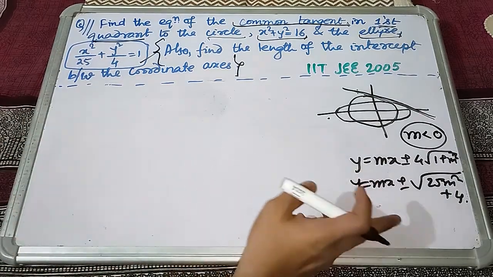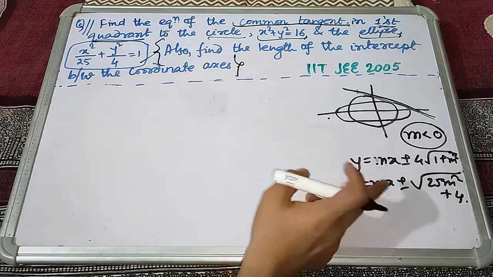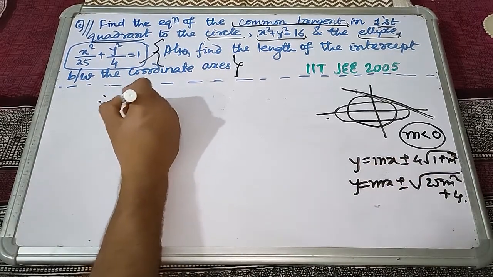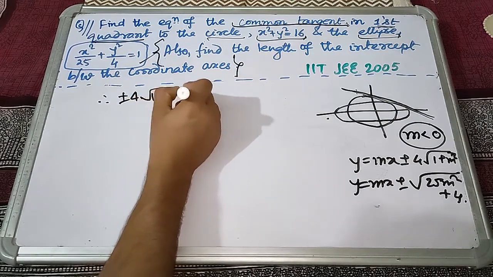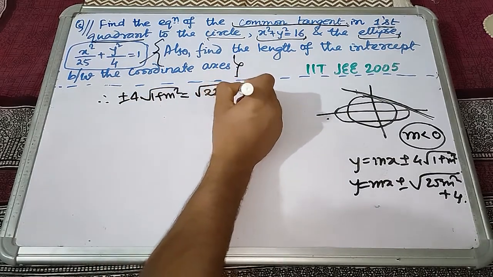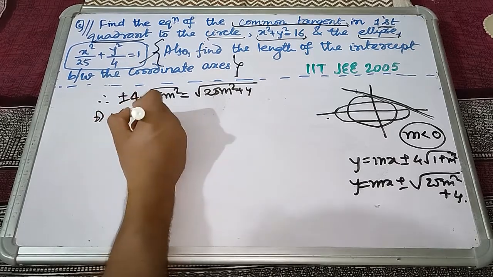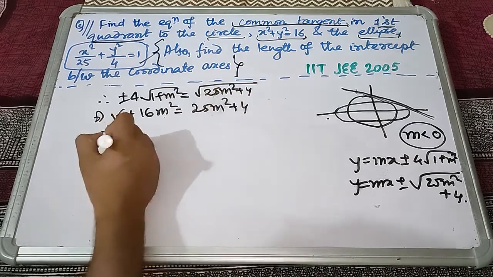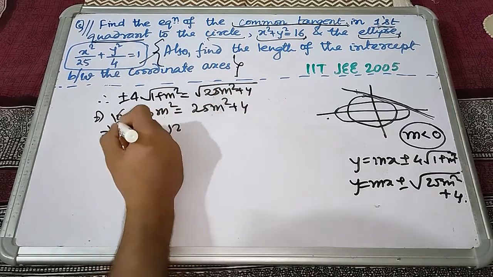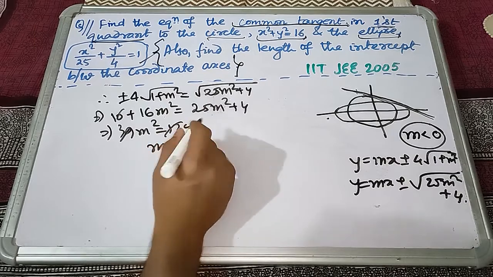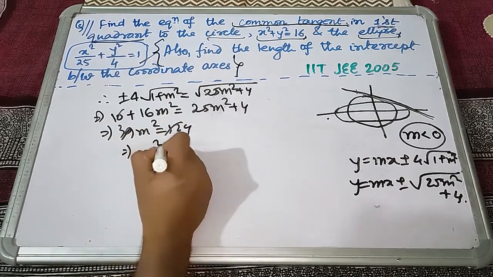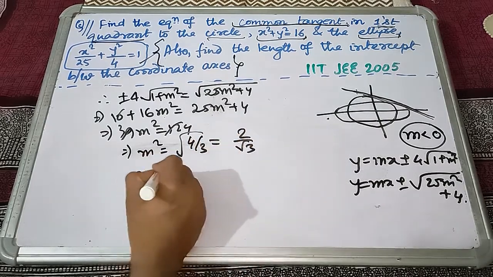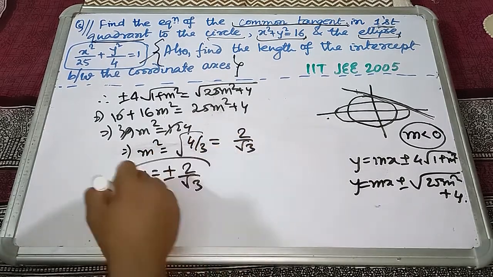Both these lines are the same, therefore this part is the same. Therefore the constant should also be the same. Therefore ±4√(1 + m²) = √(25m² + 4). Square both the sides. 16 + 16m² = 25m² + 4, right? 9m² = 12. m² = 4/3, so m = ±2/√3.